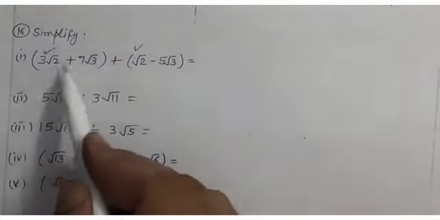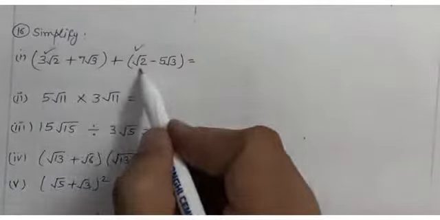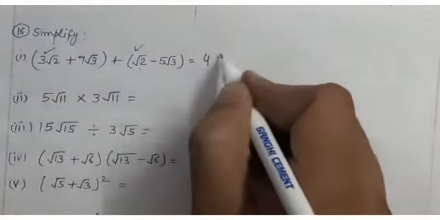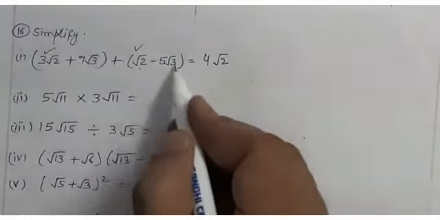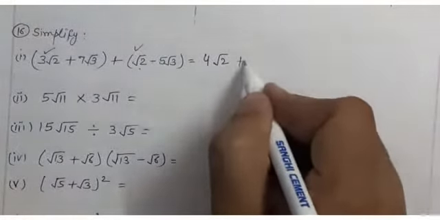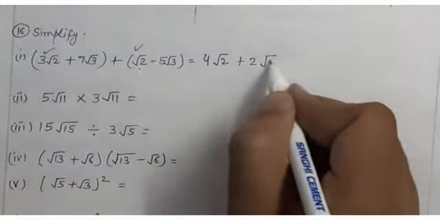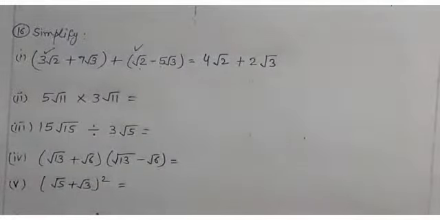This is 3 root 2 plus root 2. 3 root 2 plus 1 root 2, this will be 4 root 2. And here, plus 7 root 3 minus 5 root 3, this will be plus 2 root 3. Okay, isn't it? Take the like terms only.